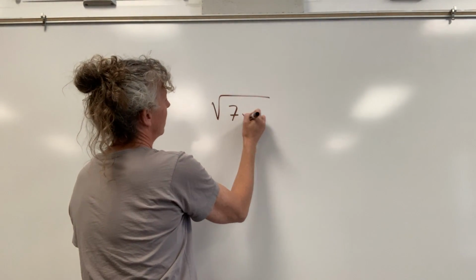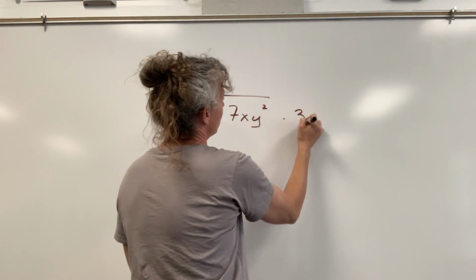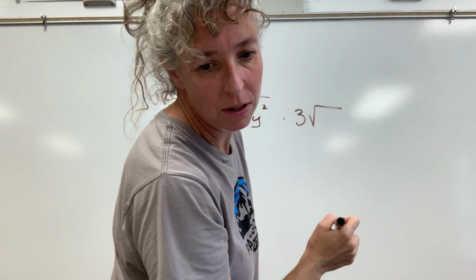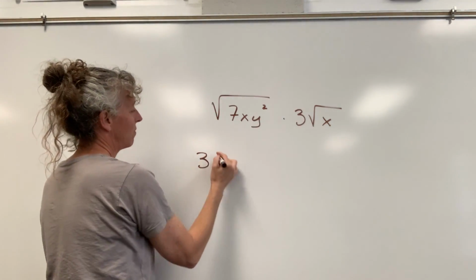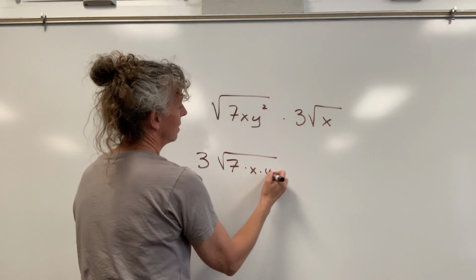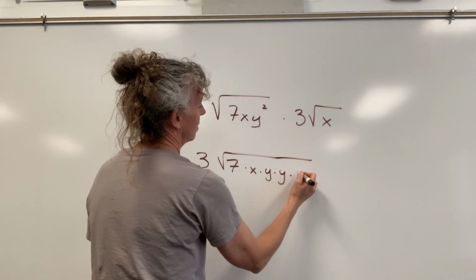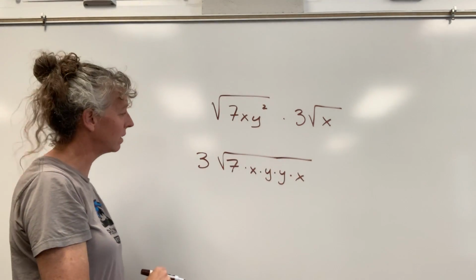Okay, let's try example 2, letter C. Square root of 7x y squared times 3 square root x. Okay, so I take what I have on the outside, I put it first. I put all my things that I have on the inside together. You see what I did there? I had a square, but I just wrote 2 of them. I just wrote it out longhand.